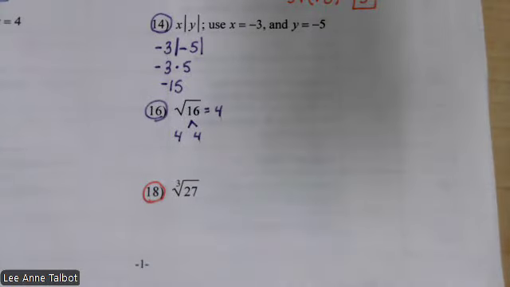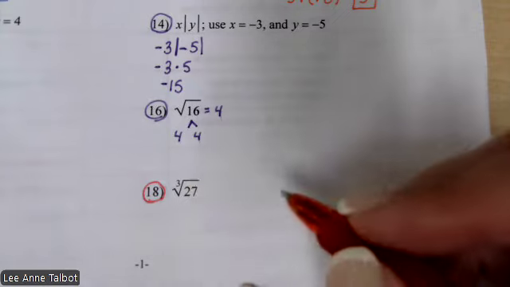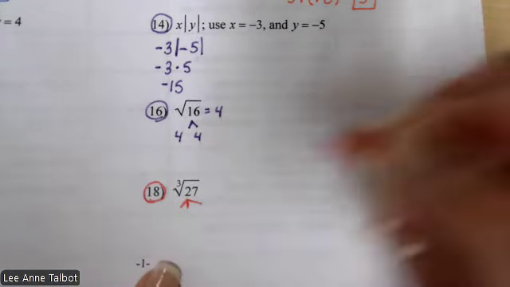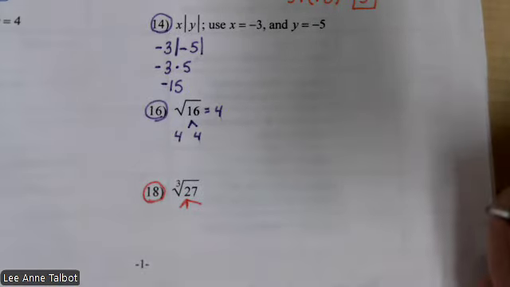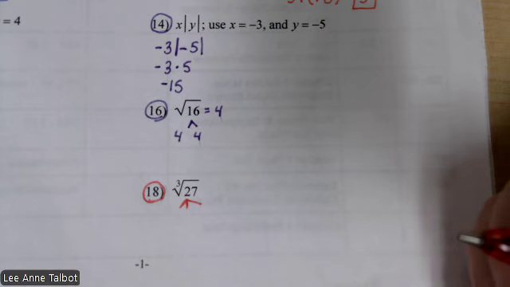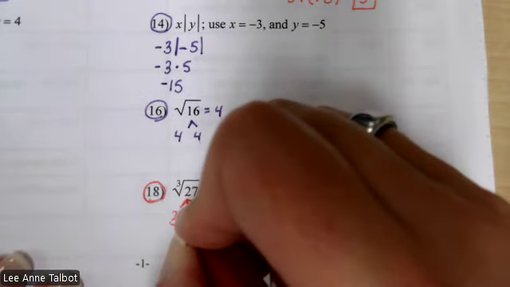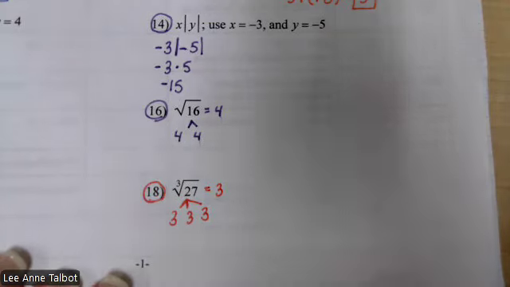Okay. So reminder, cube root. Since there's a little 3 there, we want to say what times itself times itself is 27. What times itself is 27? 3, beautiful. 3, 3, 3. Cube root of 27 is 3.